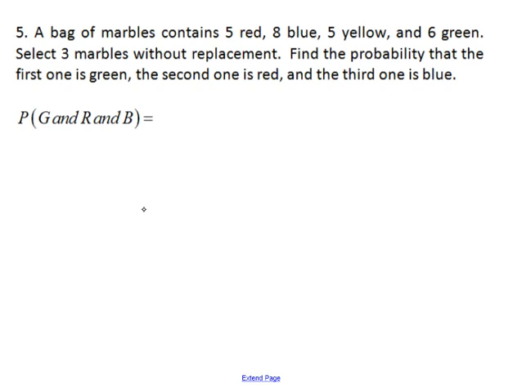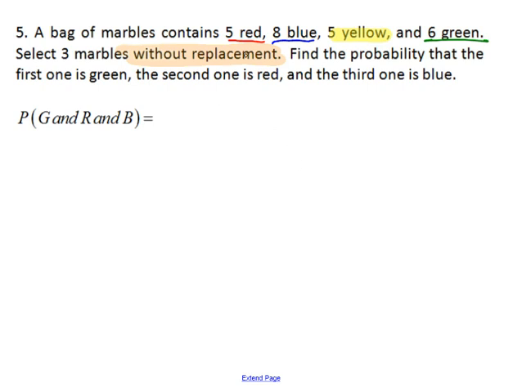All right, let's say we have a bag of marbles that contains 5 reds, 8 blues, 5 yellows, and 6 greens. I didn't have a yellow pen handy. Selecting 3 marbles without replacement, find the probability the first one is green, the second one is red, and the third one is blue. Something really important here is that we're doing this without replacement. That means that we're dealing with dependent probabilities.